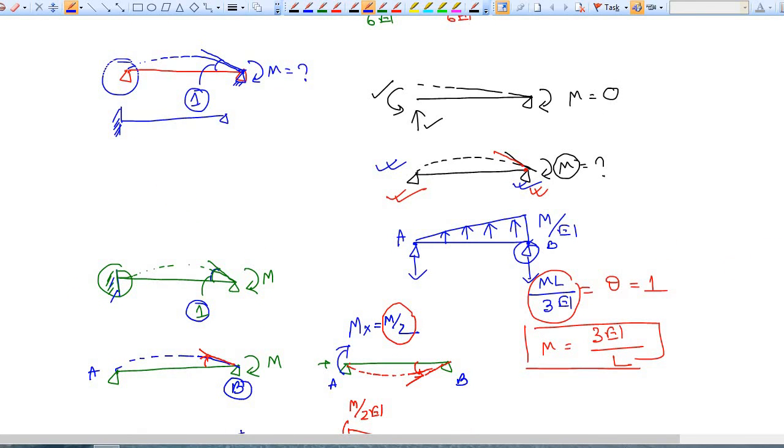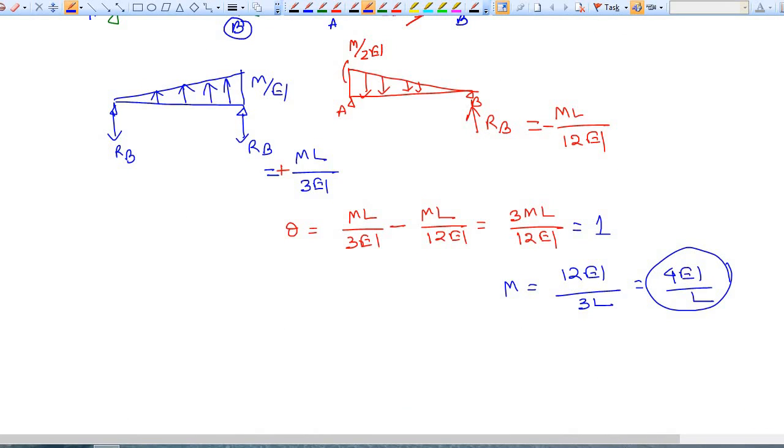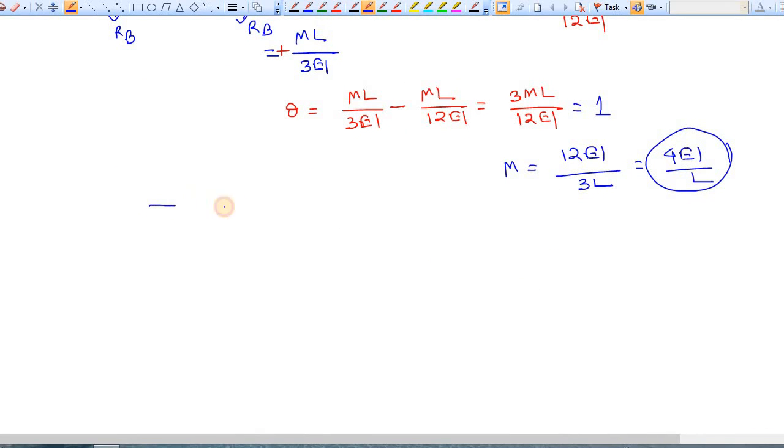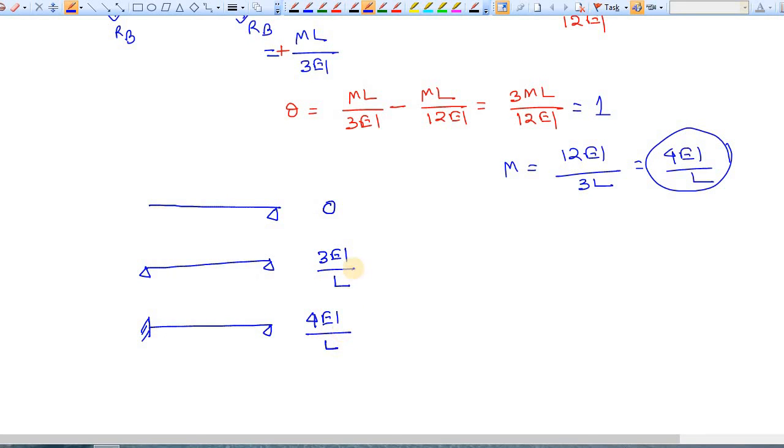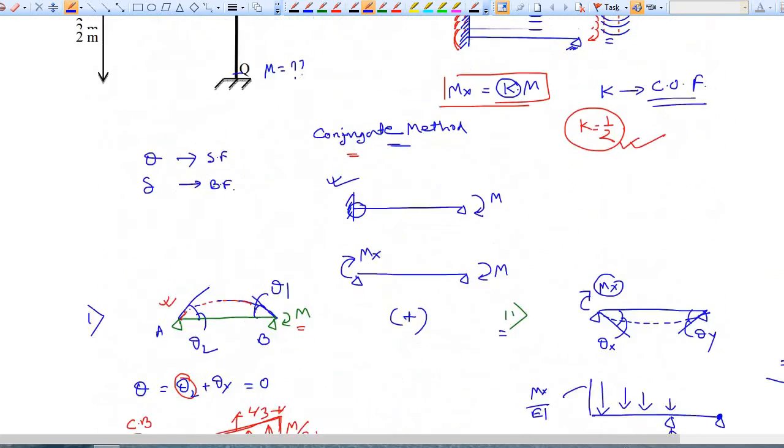Okay, so now you have got three values. First, when the far end is free, the rotational stiffness is 0. When the far end is pinned, the rotational stiffness is 3EI by L. And when the far end is fixed, the rotational stiffness is 4EI by L. Okay, now go back to the problem.